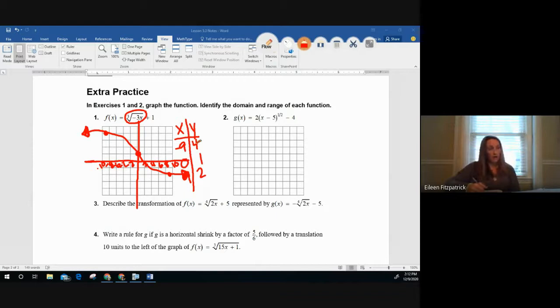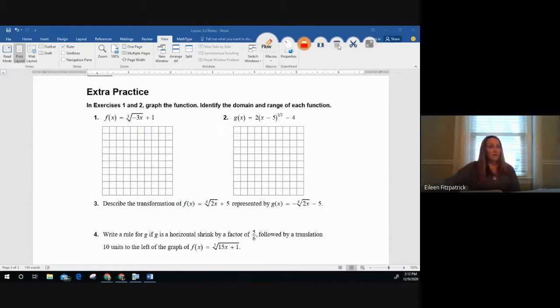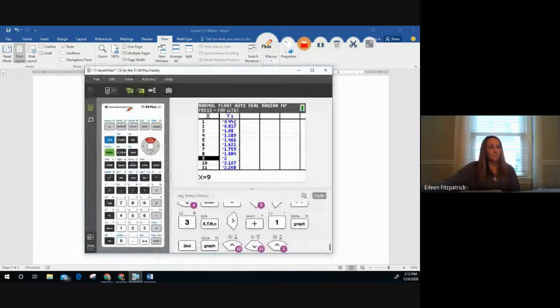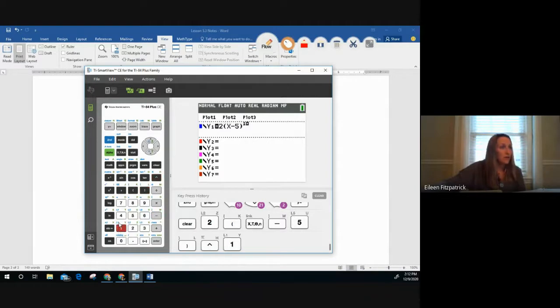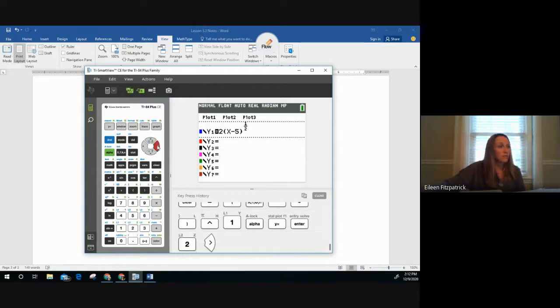For the next one, using my graphing calculator again, all right, so this time it is a 2, and then in parentheses, x minus 5 to the 1/2. Oops, I should have done alpha y equals, put my fraction there, 1/2, and then -4.